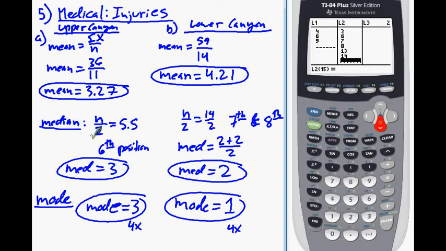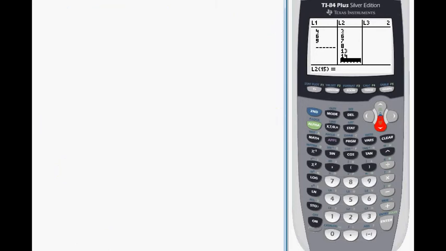And this is both part A, and Lower Canyon is part B. So part C, we're asked to describe what the distributions are like and what this implies. I'm going to get a new screen here. This is question number 5, letter C. What I'll do is I'm going to pause the video. I'm going to write up a little description, and then we can talk about it.